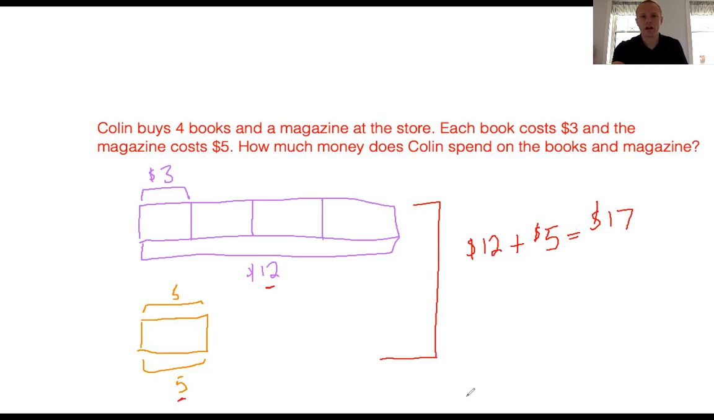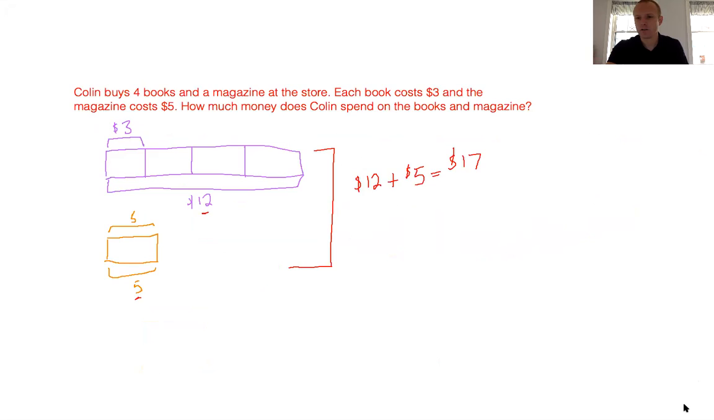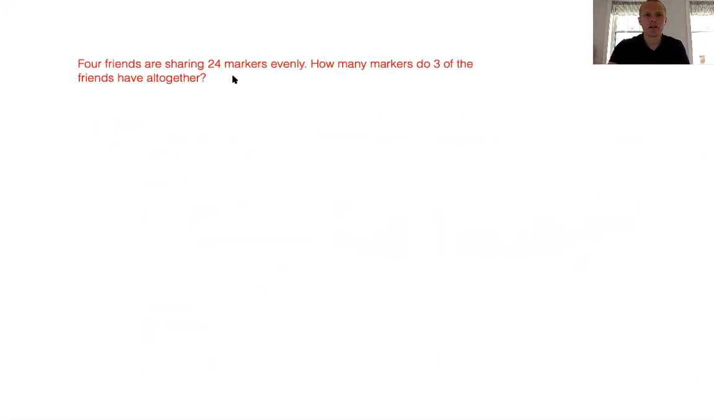So that's one type of problem that you're going to experience here in this lesson. Let's take a look at another. In this case, it says 4 friends are sharing 24 markers evenly. How many markers do 3 of the friends have altogether? So the first part of this first sentence, 4 friends are sharing 24 markers evenly, that's a division problem. So we have a number of different ways that we can solve that problem.